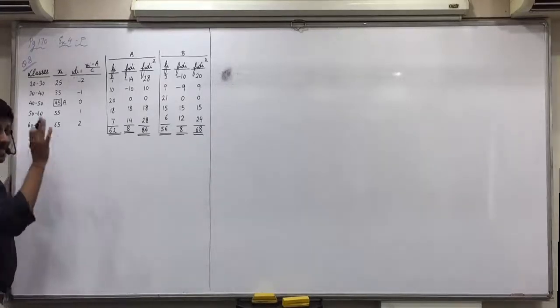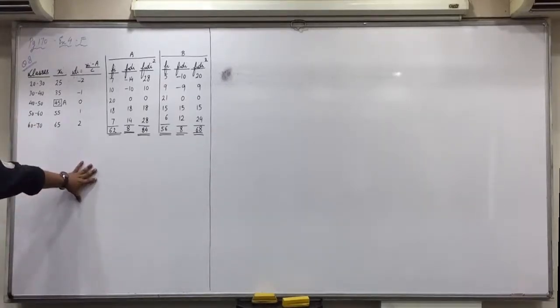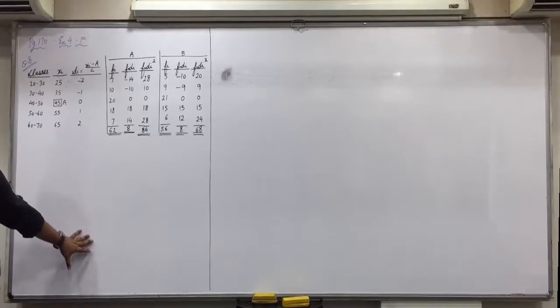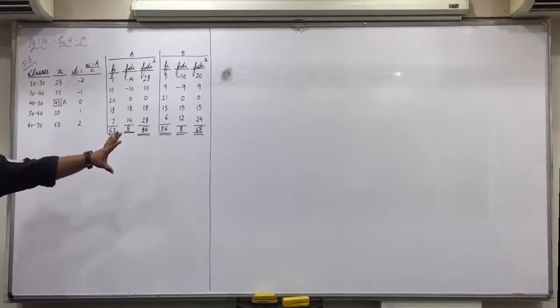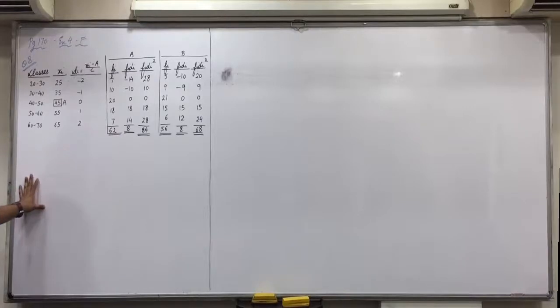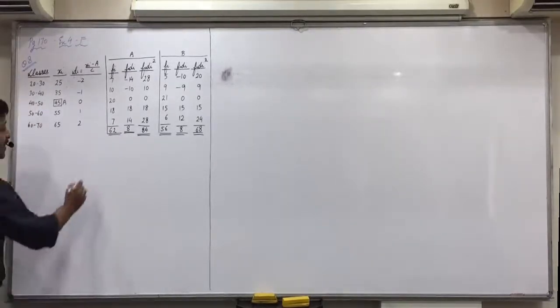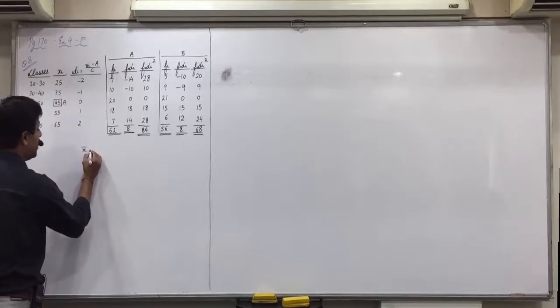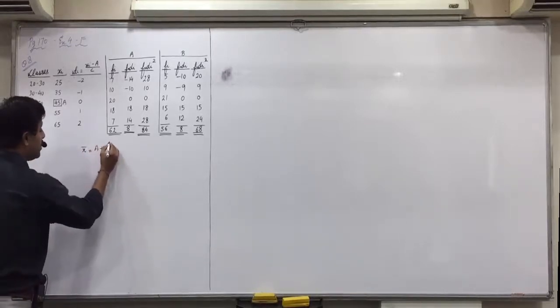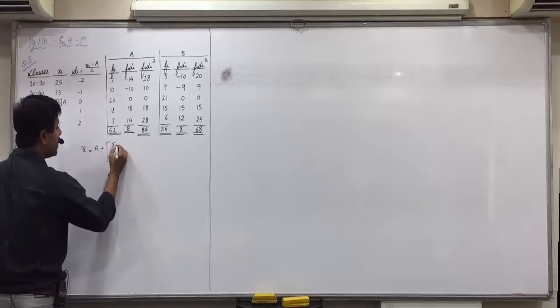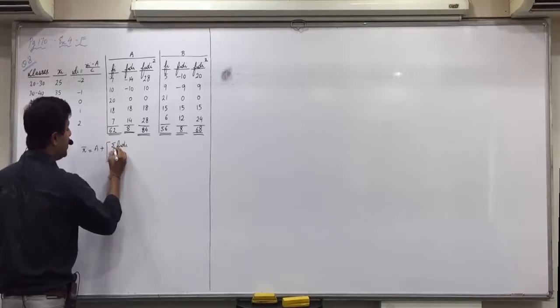Now, yesterday what did we do? First we find X bar, then S, then C. And we write the formula in the center. Left side we solve for A, right side we solve for B. You can fold the page and do it that way. So in the center you write the formula. Continuous frequency distribution means A plus sigma FIDI upon N into C.